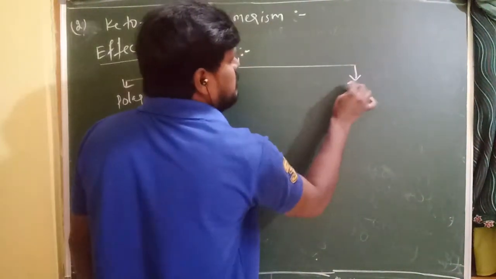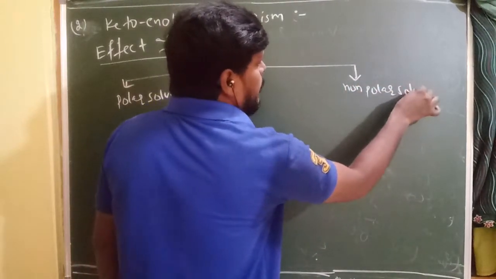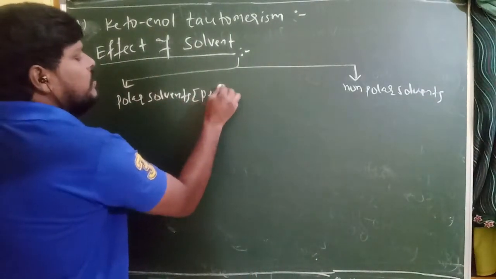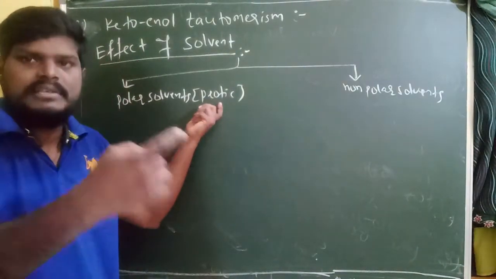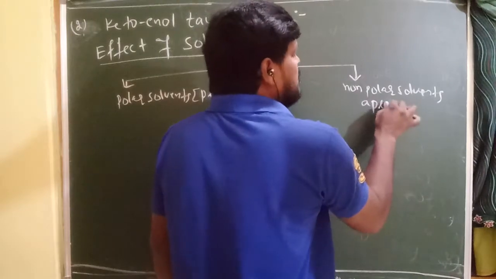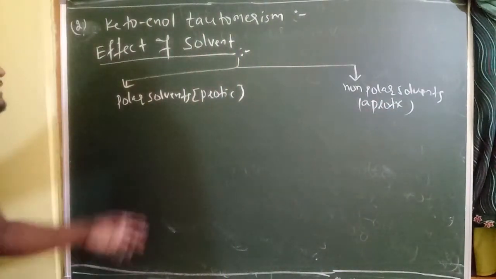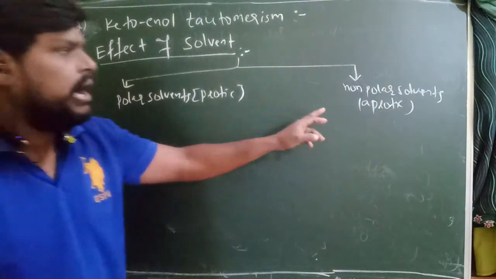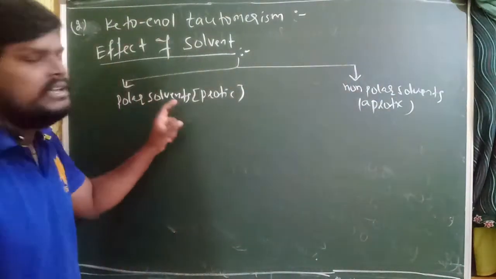And the next one is non-polar solvents. Polar solvents are also called protic solvents. Why protic solvents? Because their proton is released. Non-polar solvent is also called aprotic solvent. Why? Because no protons are released here. That's why this is called protic solvent, and it is also called aprotic solvents because no protons are released here. Here proton is released.